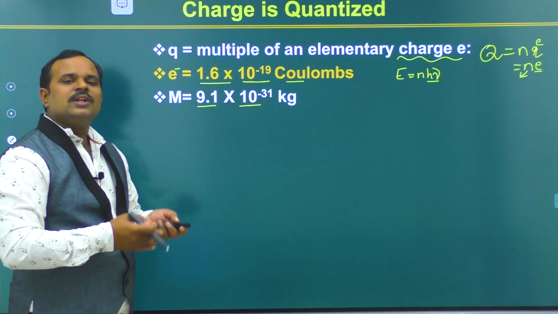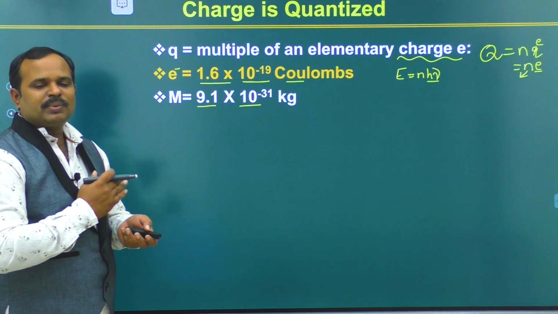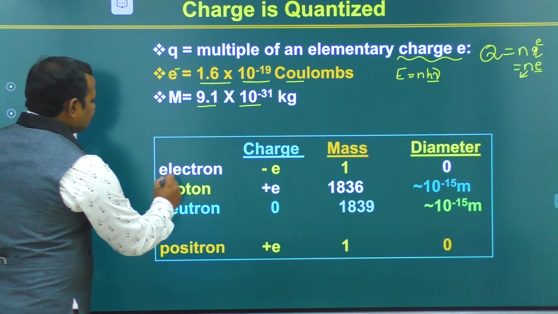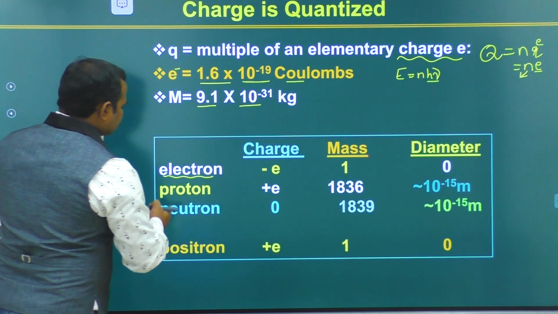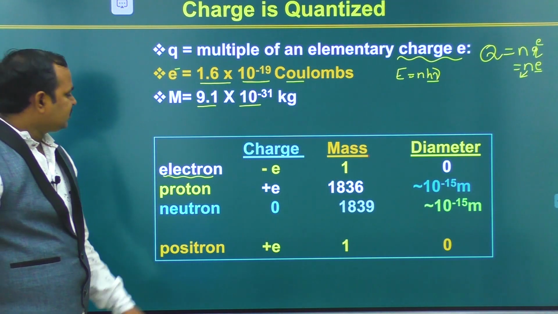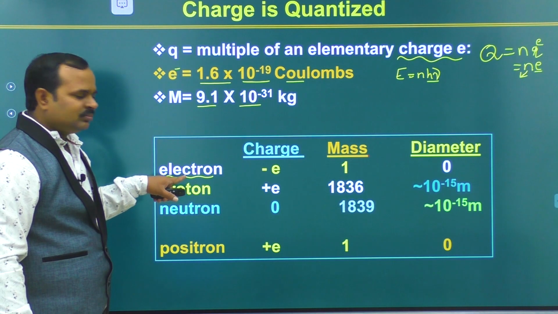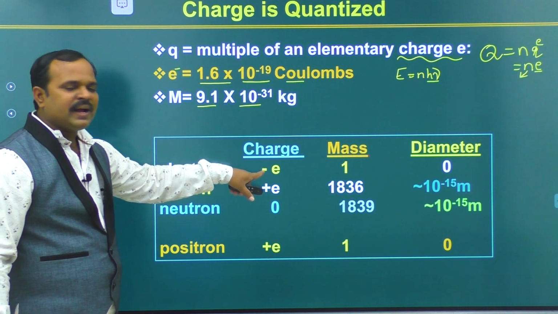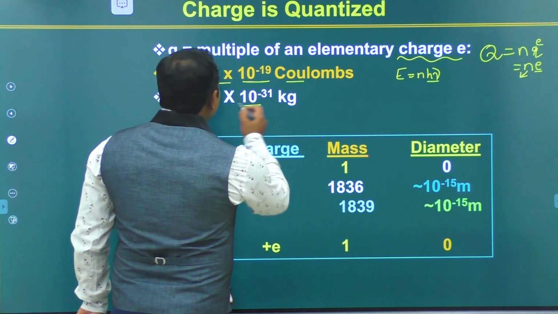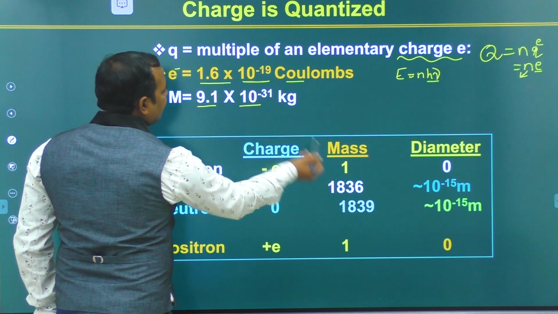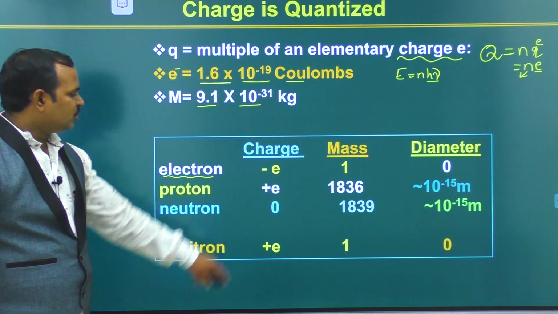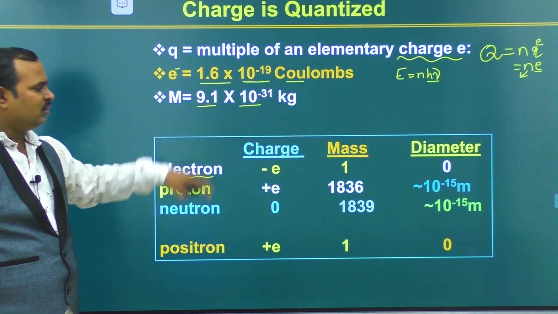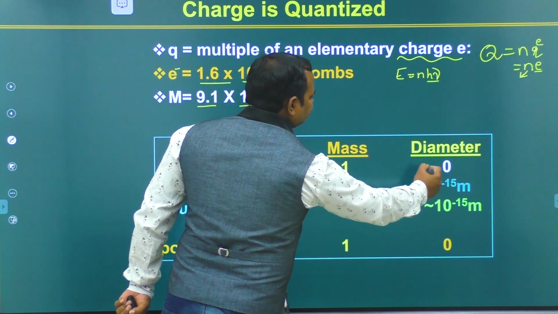So now let us also compare the elementary properties like charge and mass for various other particles this way. So electron, proton, neutron and positron. If you see here, this is the elementary charge and the charge is represented with minus e, because electron is a negative charge. The mass, let's consider 9.1 into 10 power minus 31 kg, is equal to 1. To represent the masses of the other particles, we are considering this as 1 unit of mass of the electron. And the diameter is almost 0.